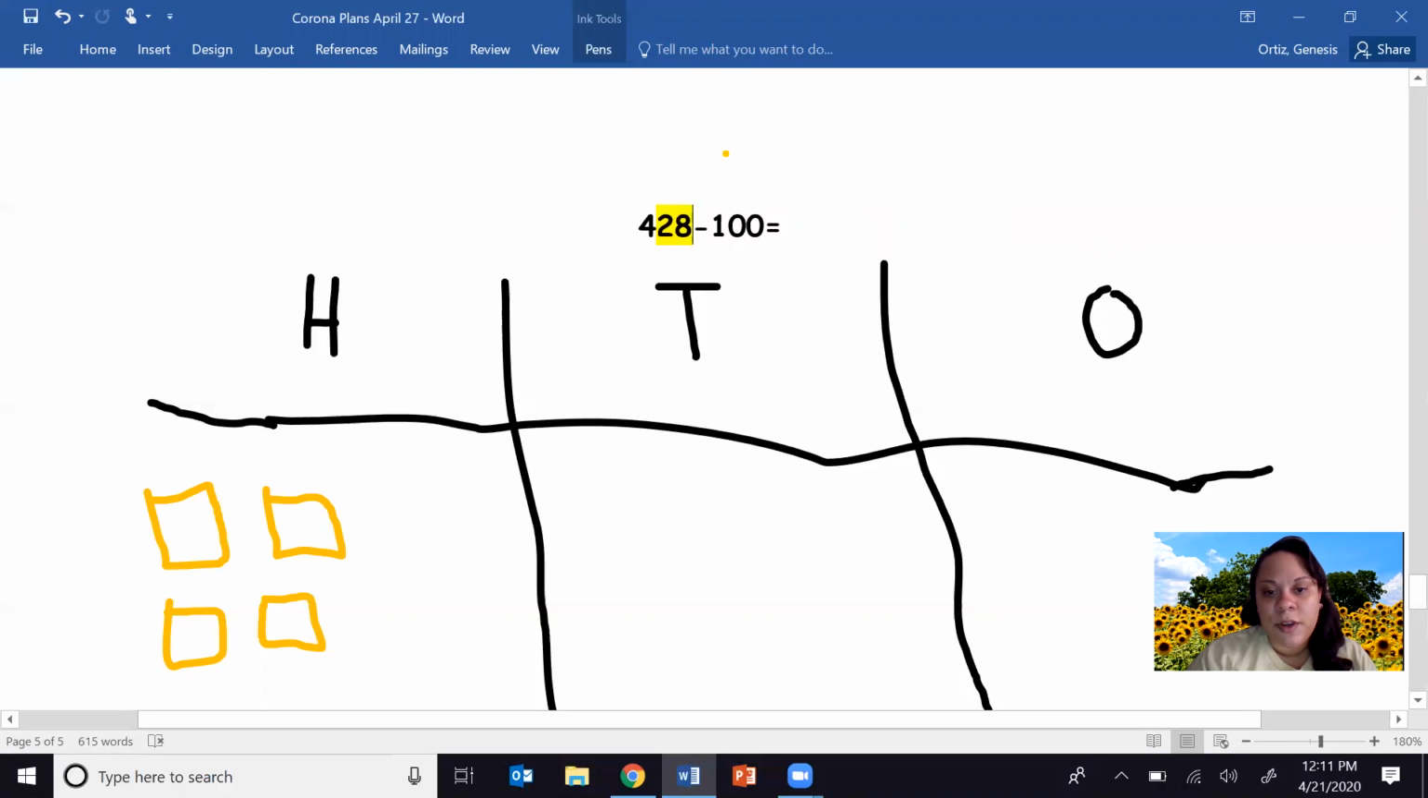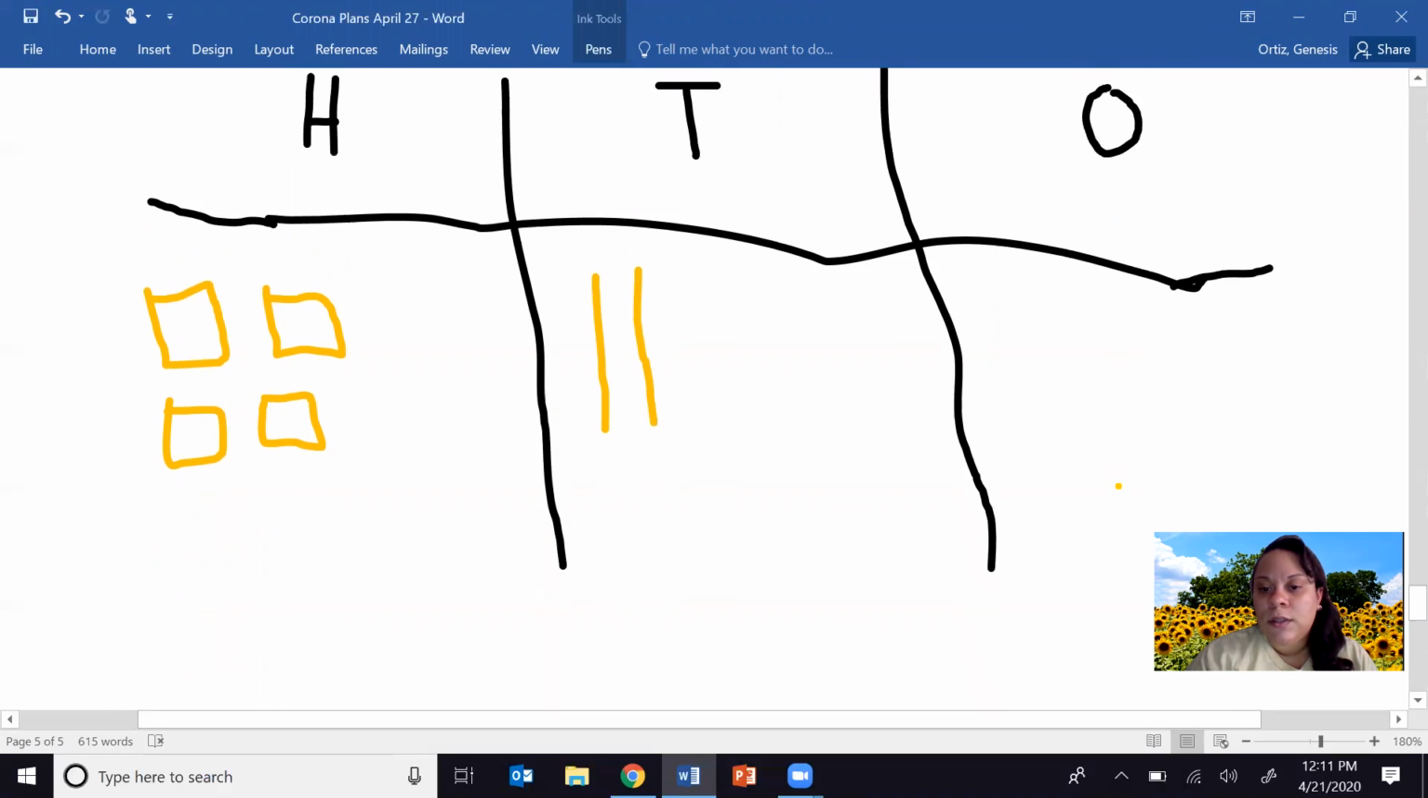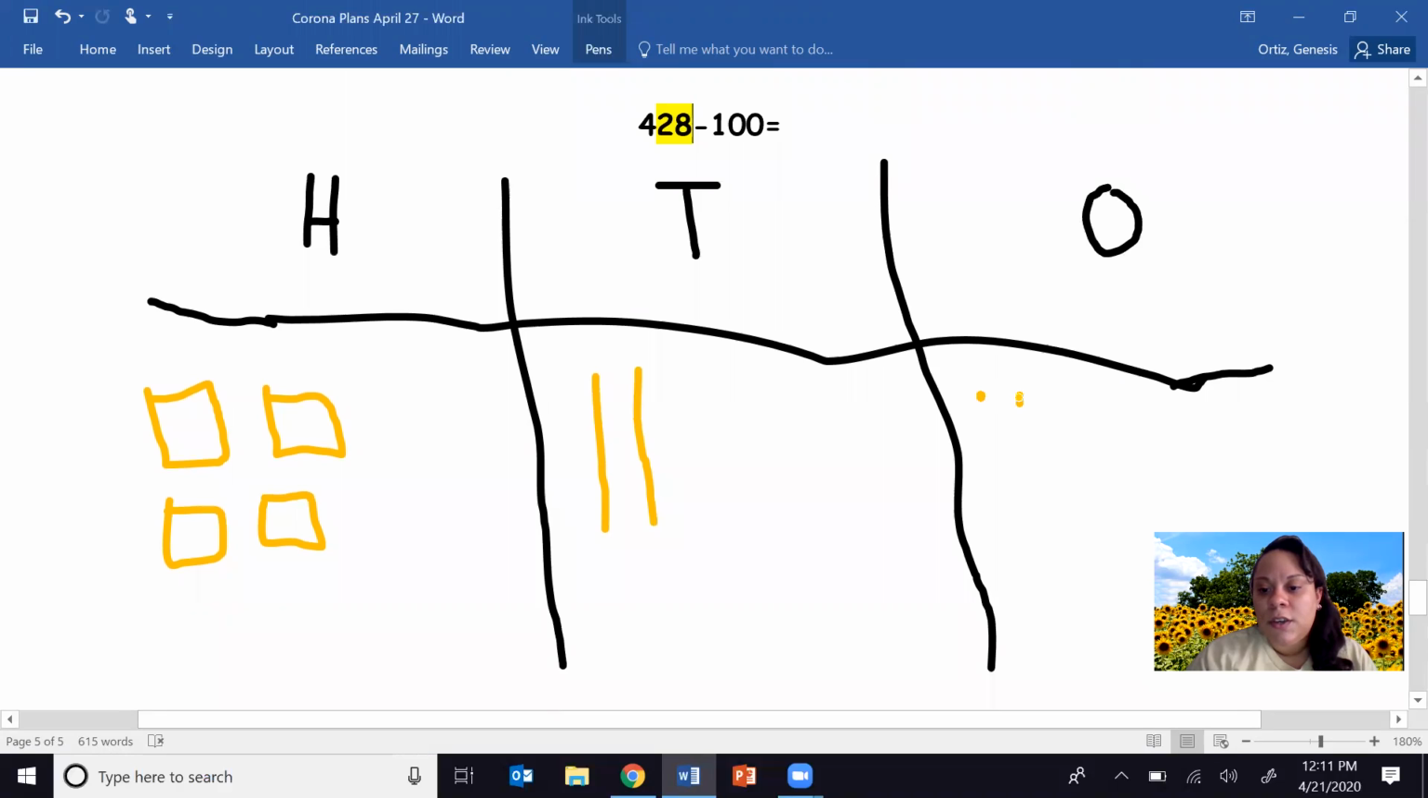I have 400s, right? Now I'll just draw my 2 tens, 1 and 2, and my 8 ones. 1, 2, 3, 4, 5, 6, 7, 8. Perfect. We're subtracting 100, just 100. Do I have enough hundreds to subtract 100? I do. So guess what I'm gonna do? I'm just gonna cross out 100.